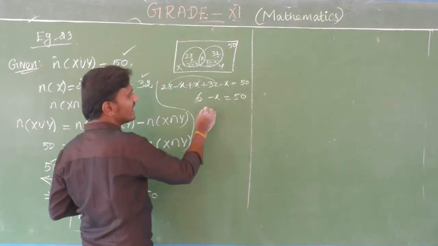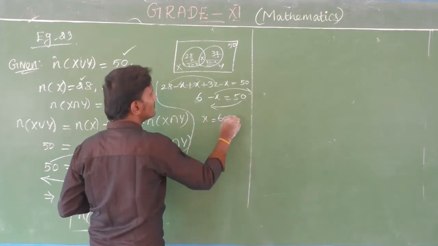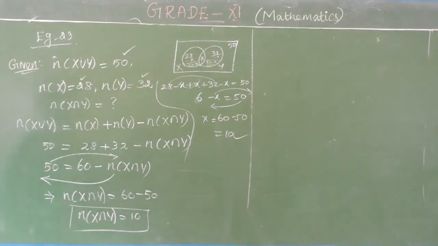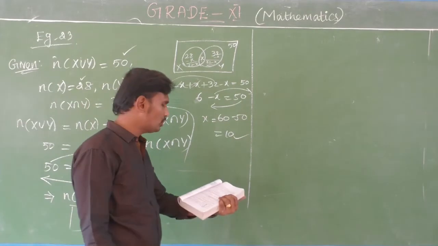So we need only x. x moves to that side and 50 comes to this side. So x is equal to 60 minus 50, equal to 10. So we get the same answer using the formula or using the Venn diagram. Okay, fine.